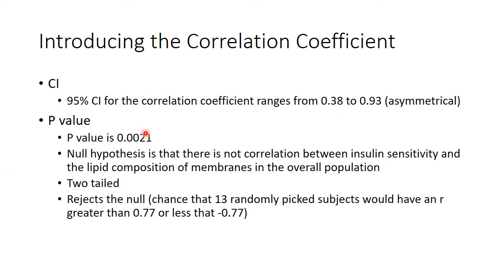If you're looking at the p-value, it was 0.0021. And so in this case, the null hypothesis is that there's no relationship between insulin sensitivity and the lipid composition of those membranes. In that case, we would say that the correlation coefficient is 0, right? There's no relationship between one another. So again, we're looking at a two-tailed value because we don't know if the R value is going to be positive or negative. But we can reject that null hypothesis because the chances of having a correlation that good, 0.77, is very unlikely due to chance alone. Again, 0.21% due to random chance that we would see a correlation that good.